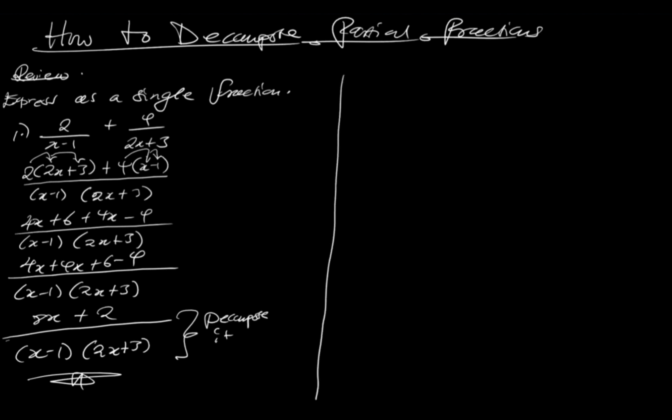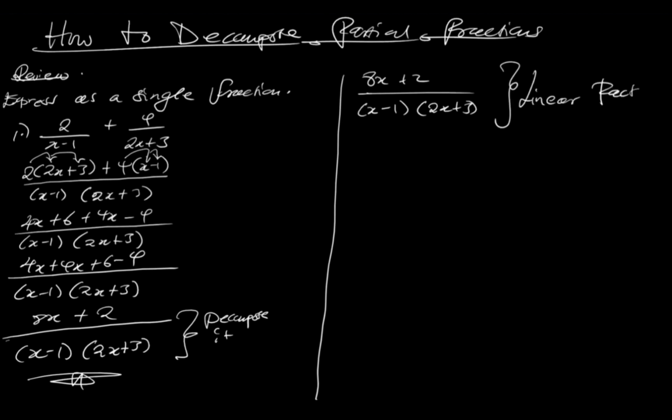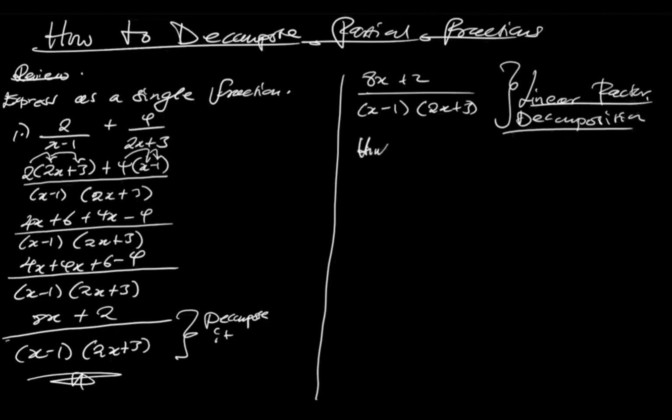So how do you decompose this? Since you're having 8x plus 2 over x minus 1 into 2x plus 3, this is called a linear factor decomposition. Now, how do you know it's linear factor decomposition? It is easy. When it comes to partial fractions, these are the hints. You only focus on the denominator. The denominator is your guide. If you focus on the denominator, you'll be home and dry.